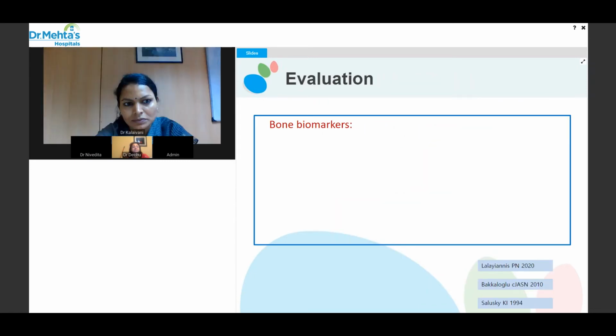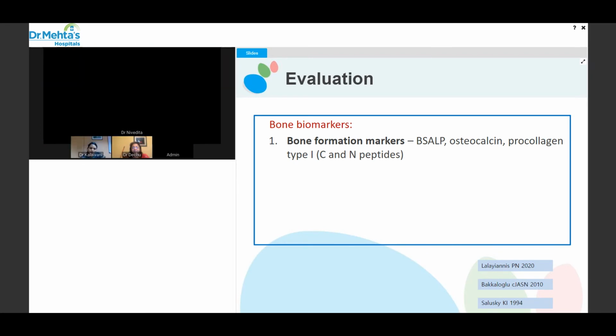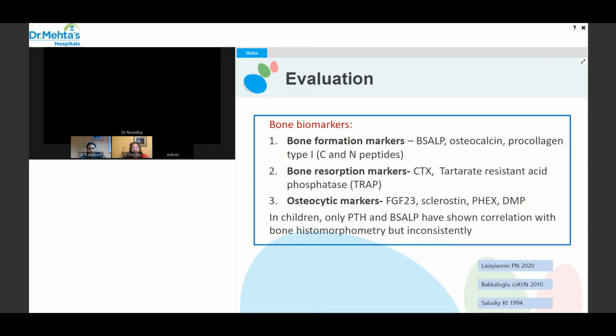Coming to evaluation, there are several bone biomarkers, but they have mainly been reserved in the research arena and have not yet translated to clinical practice. They can be biomarkers for bone formation, for bone resorption, or osteocyte markers. And in children, only PTH and bone-specific alkaline phosphatase have shown some correlation with bone histomorphometry, but this again is not very consistent. So none of them have been really translated for use into clinical practice.